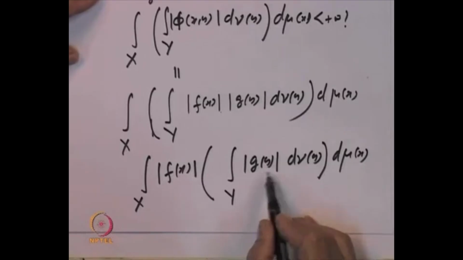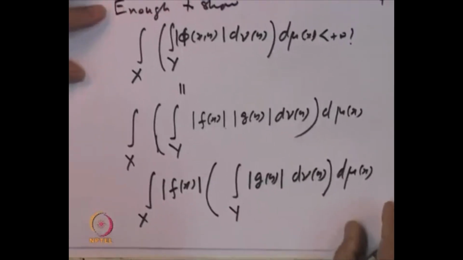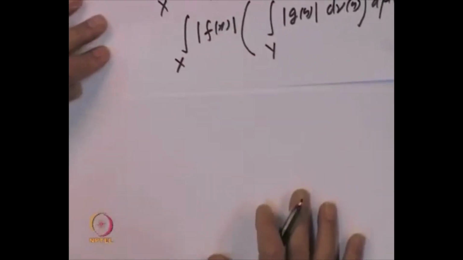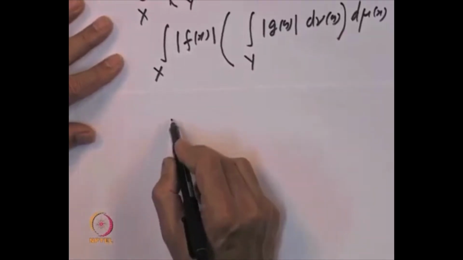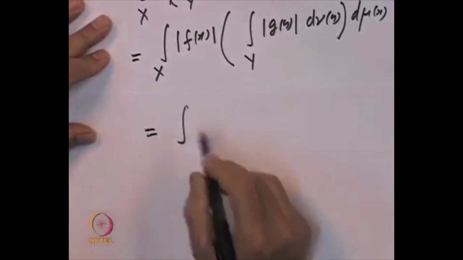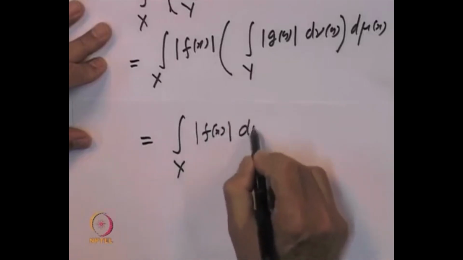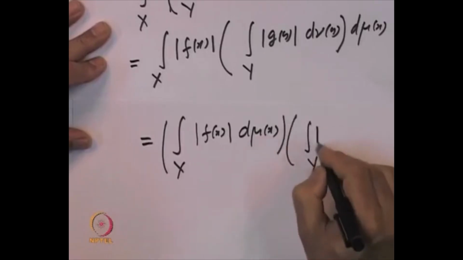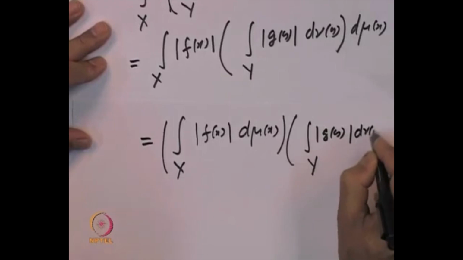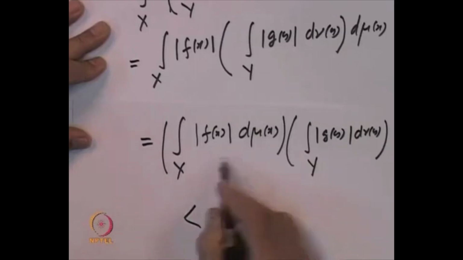And now, g is integrable. So, this quantity is finite. Okay. So, what is that quantity equal to? So, this is a constant, it is finite. So, it comes out. I can write this quantity as equal to the integral over x of mod f x d mu x times the integral over y of mod g y d nu of y, okay. And that is finite because both of them are finite.